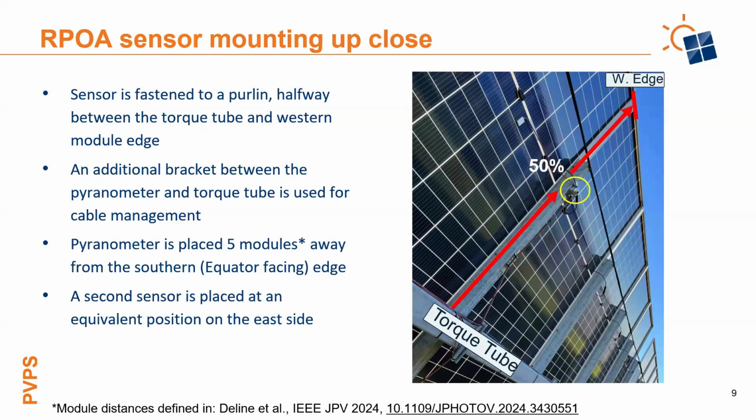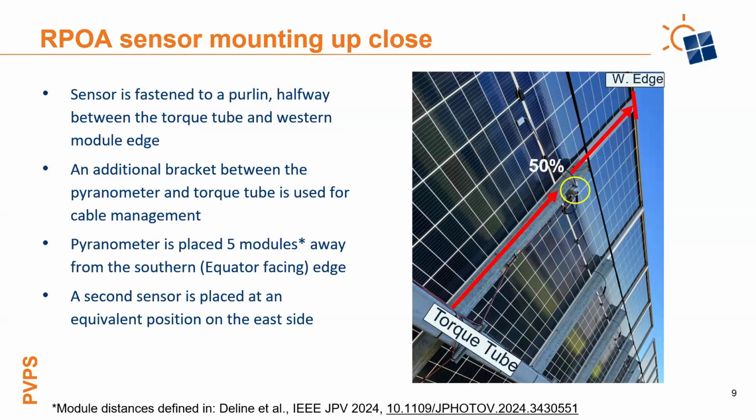This is a real practical, zoomed in image of how you might do this measurement on a tracker. This is a 2-in-portrait tracker. So the sensor in this case is mounted to the transverse beam, also called a purlin. There is also an extra bracket on this purlin to help with the cable management. So you can also see there's actually a back of module temperature sensor there, right adjacent to the pyranometer, and that helps us minimize shading due to the cable.